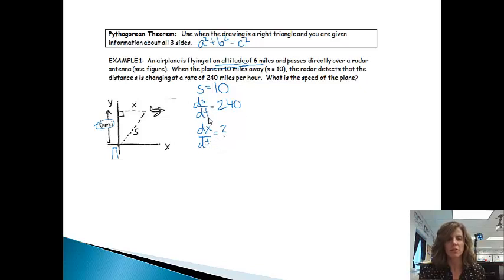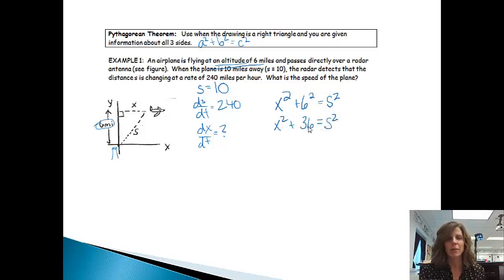The next thing that we need is a formula. And if I look at this, the information does represent itself in the form of a right triangle, and I do notice that I have information about all three sides. So I'm going to go ahead and use the Pythagorean theorem. So I'm going to have x squared plus 6 squared equals s squared. And I'm just going to clean this up a little bit because I know what 6 squared is. So I have x squared plus 36 is equal to s squared.